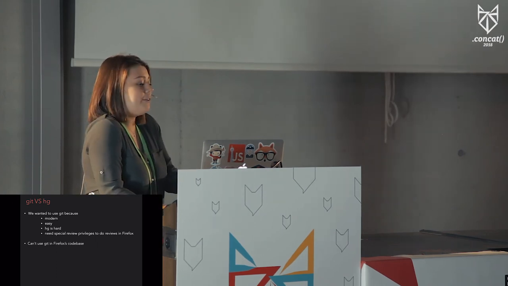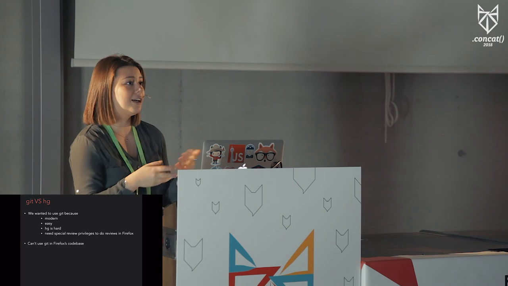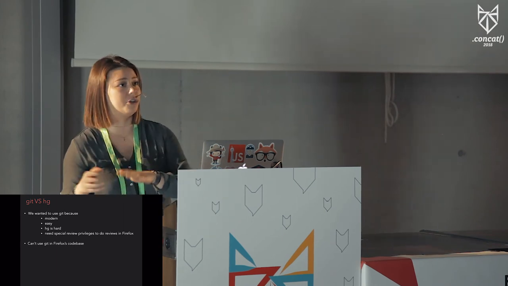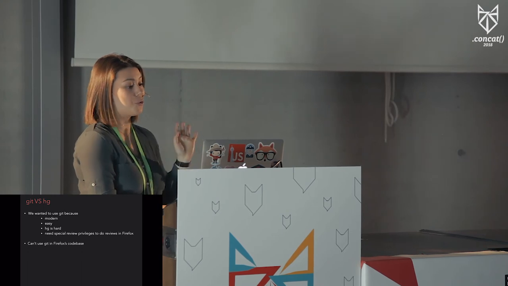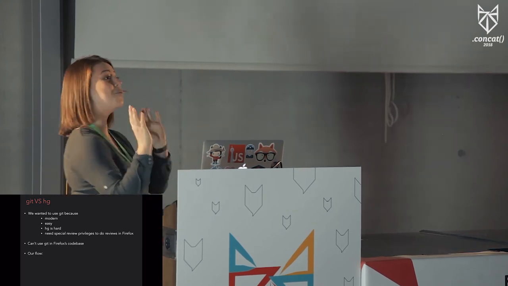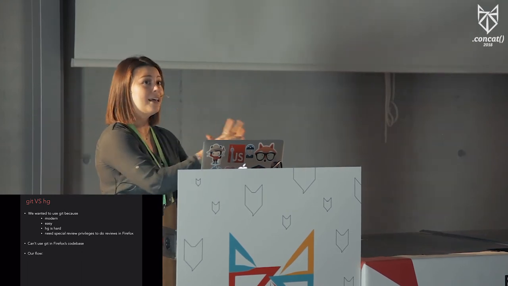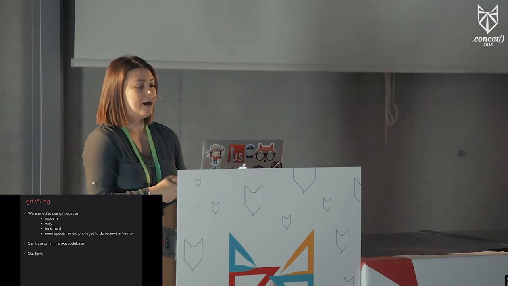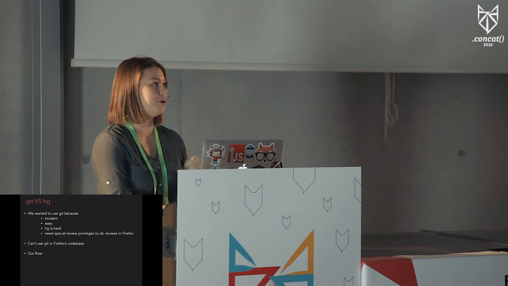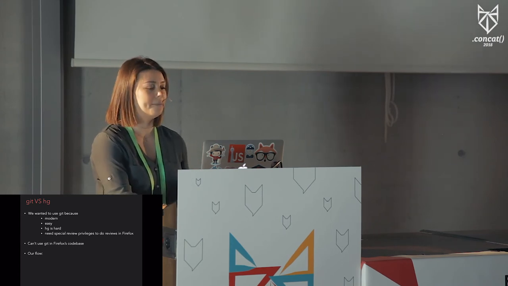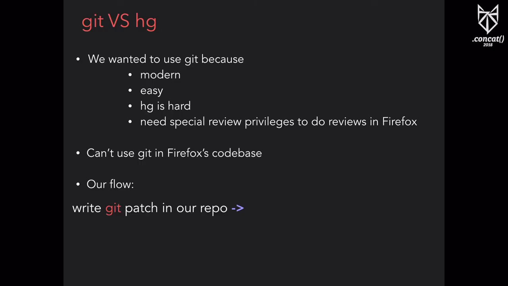But you can't use Git in Firefox's code base. You can use this thing called Git Cinnabar, which is really just Mercurial, but lets you use Git commands. But we didn't really want to do all of that. So here's what we had to do. We had our GitHub repo that lives outside of the tree. And this is what we did periodically. We would land pull requests in our GitHub repo and do reviews internally on our team in Git. So we would write our Git patch in our repo. Everything's great. We land it.